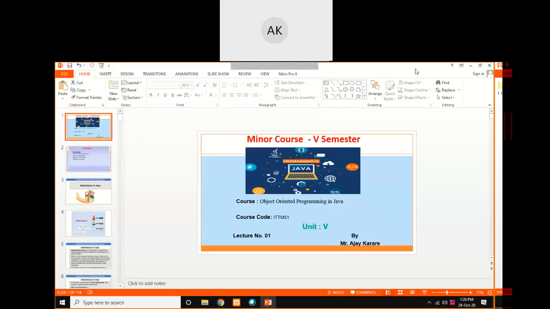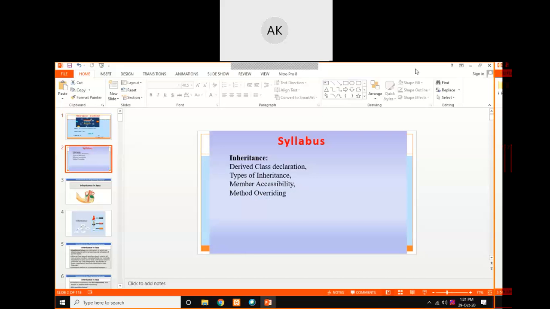Then when you're talking about the object oriented programming language, we said that reusability is one of the striking features or characteristics of object oriented programming language. And whenever we want to achieve reusability in object oriented programming language, we use the concept that is called inheritance.